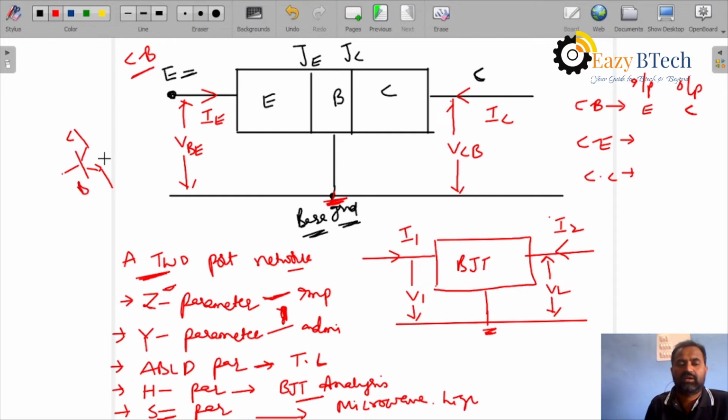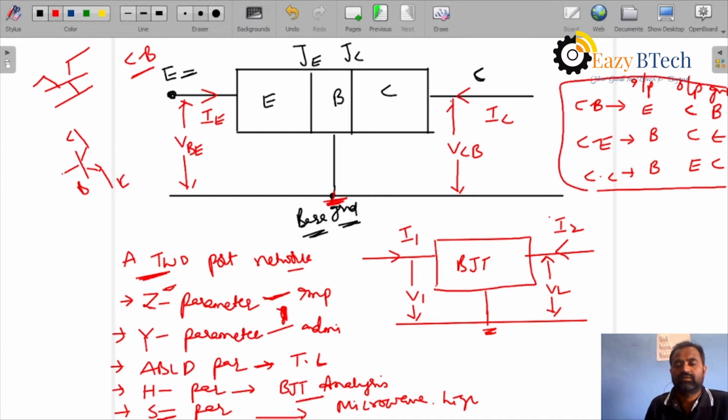Base, collector, emitter, an NPN transistor. Common base means in this manner. Base is grounded, emitter, collector. Common emitter means input is base, output is collector. For common collector, input is base, output is emitter. Here the ground: ground is base, ground is emitter, ground is collector. Input and output nodes.